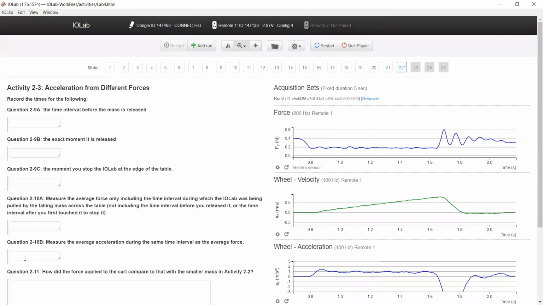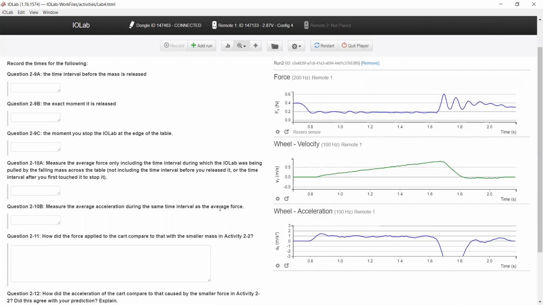Okay, same thing like we did before, the time before the mass was released. So don't put it at 0.8, hold 0 to 0.8 seconds. Yeah, so the exact moment it's released. So when you start, greater than 0, until the moment you stop the IOLab, which is right around here. Measure the average acceleration during the same interval as the average force. The average force during the time interval should be here. Average force during the acceleration, sorry, acceleration has to be here.